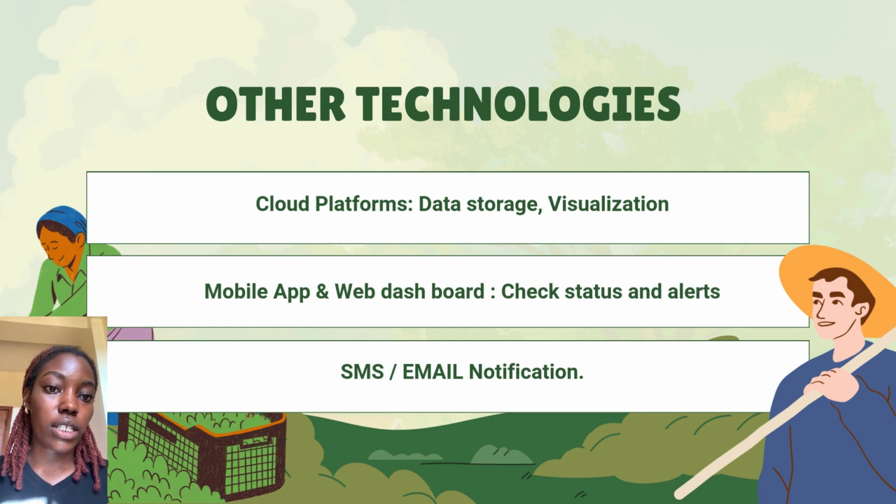We also have SMS or email notifications that are sent to the users. Let's say the farmer: if the temperature is high, the system will send you an email notification or an SMS to tell you the temperature is high, or maybe that the irrigation is going on.